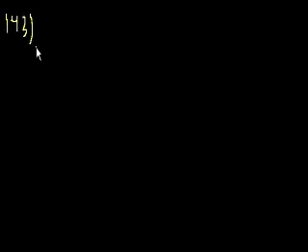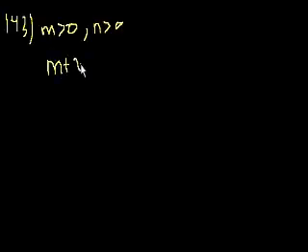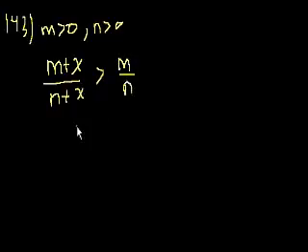So anyway, 143. They say if m is greater than 0 and n is greater than 0, is (m plus x) over (n plus x) greater than m over n? Interesting. So they're essentially saying, if I have m over n, and then I add the same number, we call that x, to both the numerator and the denominator, does that make the whole fraction bigger?